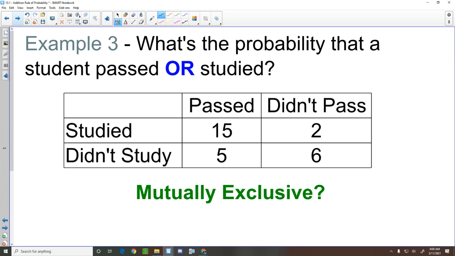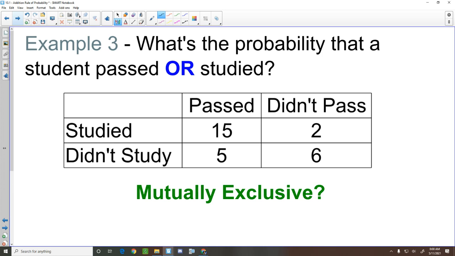So for the last test, some students studied for it, some students didn't study. Of all those students, some of them passed the test and some of them didn't pass the test. Now, just because you study for a test, does that mean you're going to pass it? It's not a guarantee, right? You could study and still fail. Maybe you studied poorly or you studied the wrong stuff, or maybe you looked and you still just couldn't get it. But also, if you didn't study, you probably didn't pass.